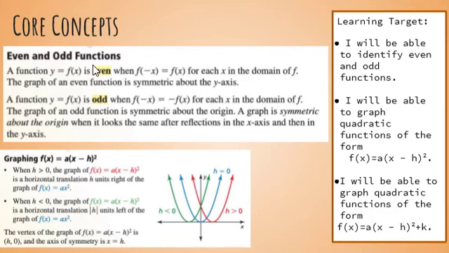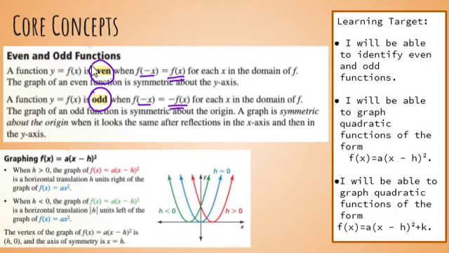So first, for the core concepts, we're looking at our even and our odd functions. When you're determining if a function is even or odd, you plug negative x into the x values of the equation and simplify it. If you get back the original f of x, then the function is even. If you get back the opposite of f of x, meaning every sign has changed, then your function is odd.